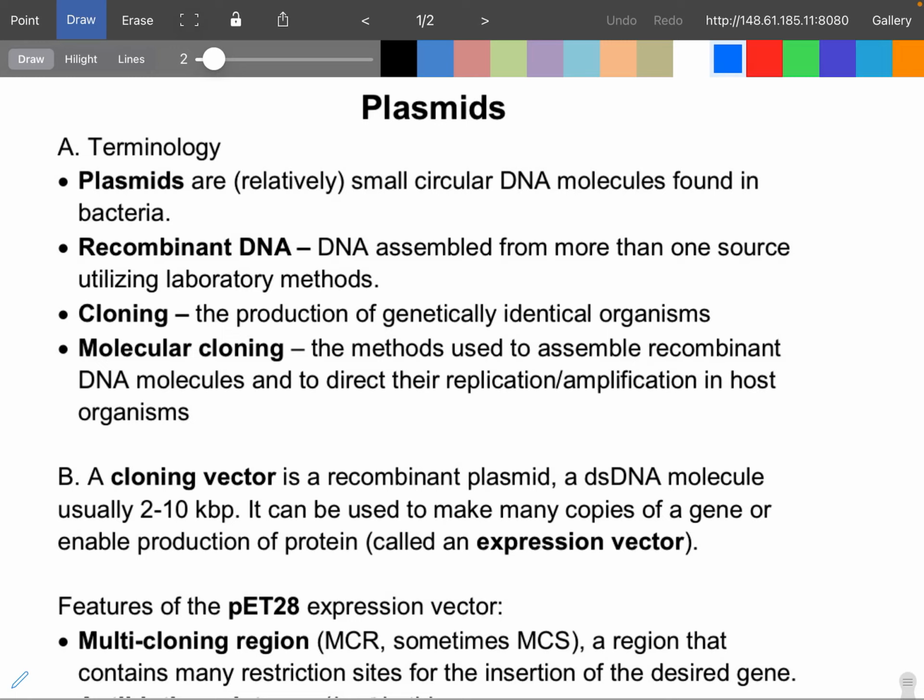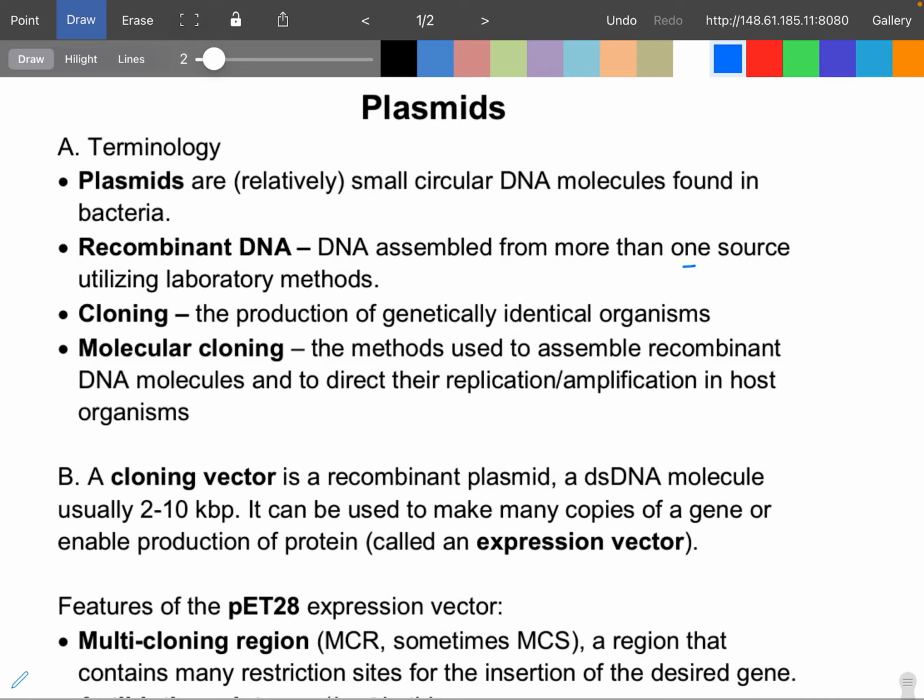And when we use the term recombinant DNA, we're saying that we're assembling DNA from more than one source. So we're using laboratory methods. We're taking E. coli DNA, maybe a gene from a virus. Maybe we're putting a human gene in there as well. So recombinant, multiple sources. Now the word cloning, in a very general sense, means that we're producing genetically identical organisms.